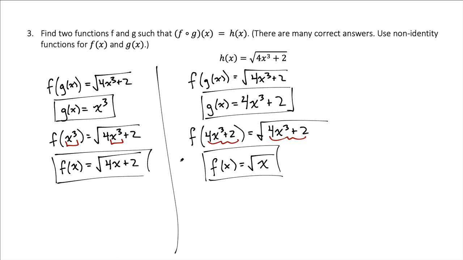And you can see now why there could be many correct answers. You just keep doing different things and then pick up where you left off for your f.